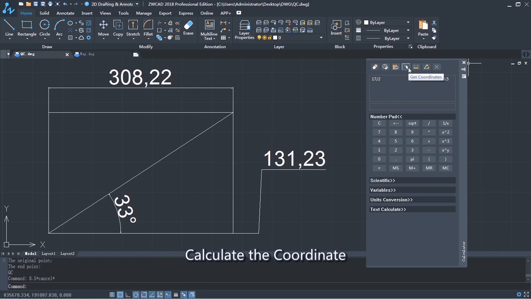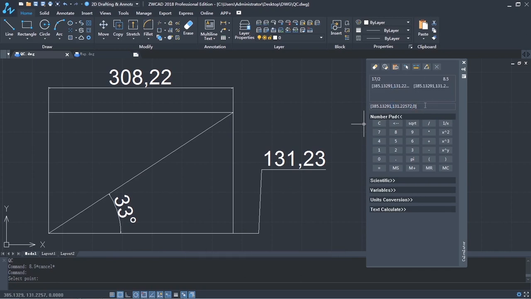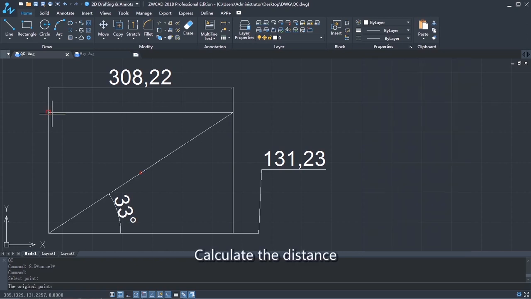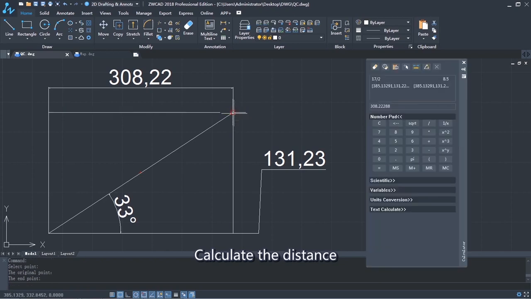Calculate the coordinate. Calculate the distance. Calculate the angle.